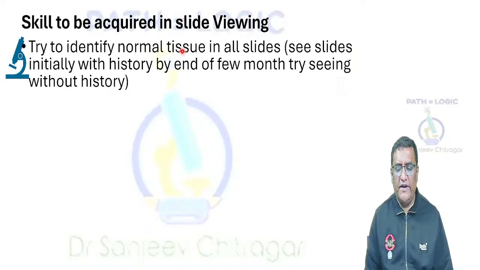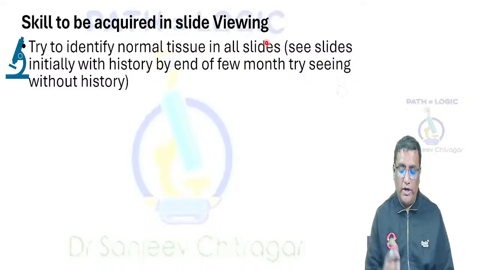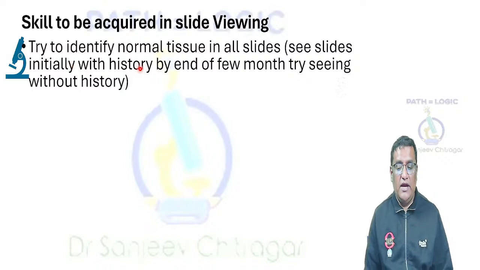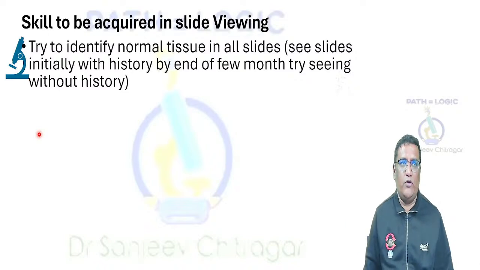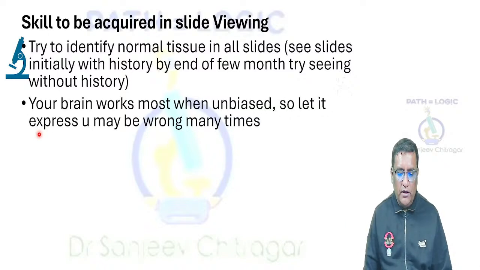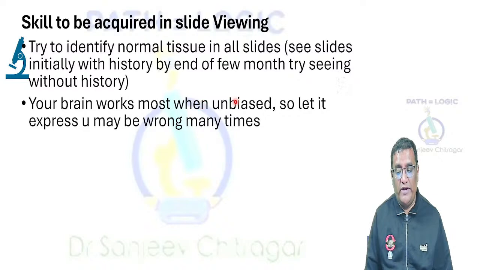So try to identify normal tissue in all the slides. This is very, very important. Any slide you get, you have to try to identify the normal tissue there. See all the slides initially with history, and by the end of a few months try seeing them without history, so that you start thinking on your own. That is very, very important. Seeing without history, yes, your brain works most when it is unbiased.